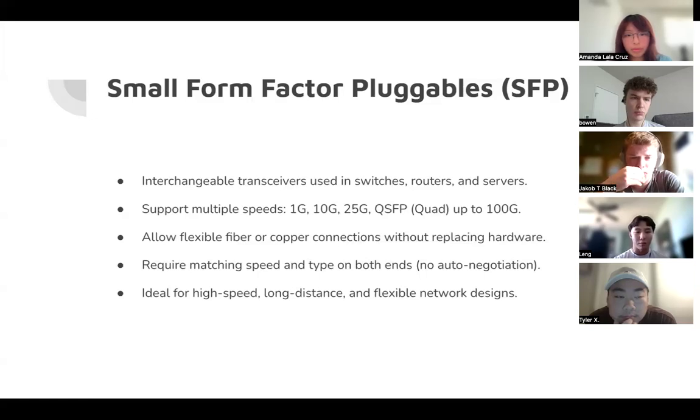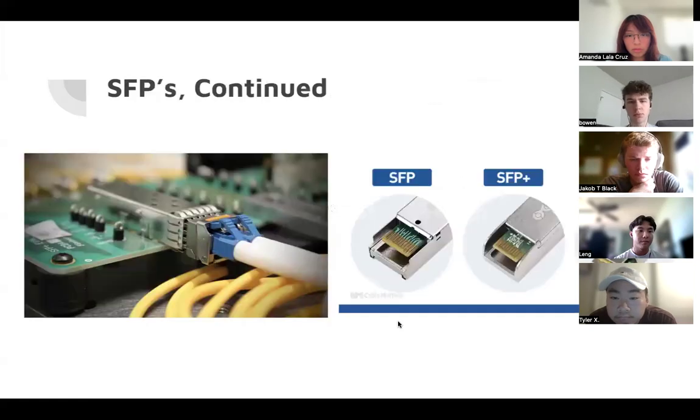Unlike regular copper ports, though, that auto-negotiate speed, SFPs must match on both ends, meaning that the speeds must match each other. This just gives networks the flexibility to mix fiber types and distances without replacing the whole switch. And so here we have pictures of the different SFPs.